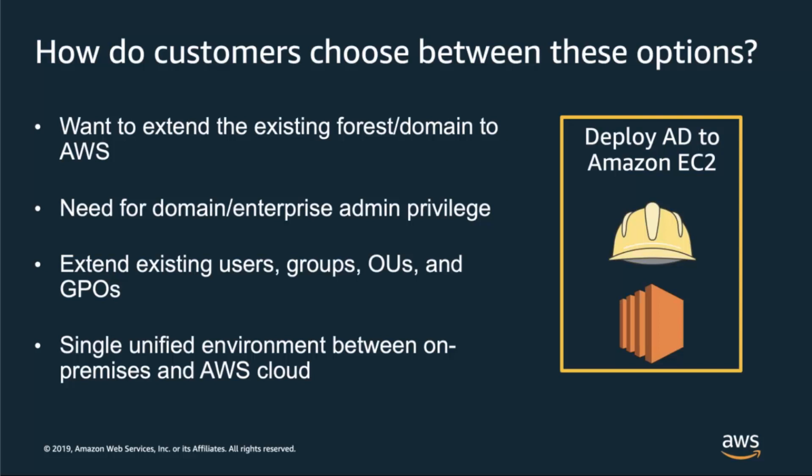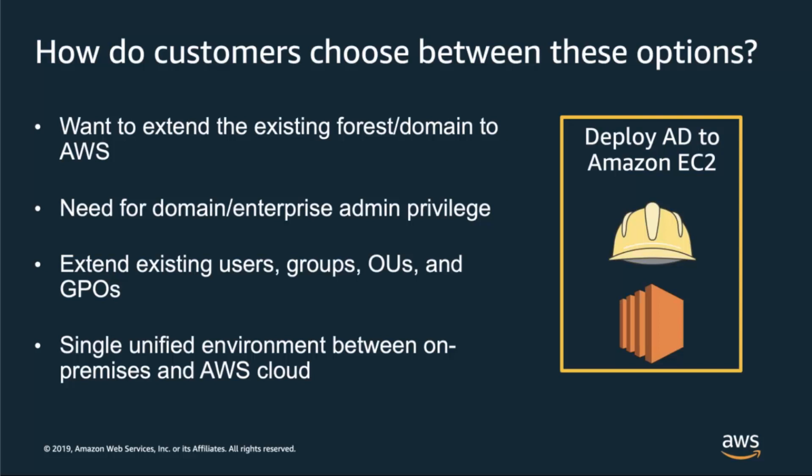Well, one of the reasons is extending the existing domain or forest to AWS. So if you have an AD domain on premises and you want to use the same Active Directory domain on AWS to support your workloads, you have to deploy Active Directory on EC2. One of the reasons for this is because the AWS Managed AD does not support extending your domain. If you use the Managed AD, it's a separate domain from your existing domain, and that's one of the reasons why you would want to deploy this on EC2.